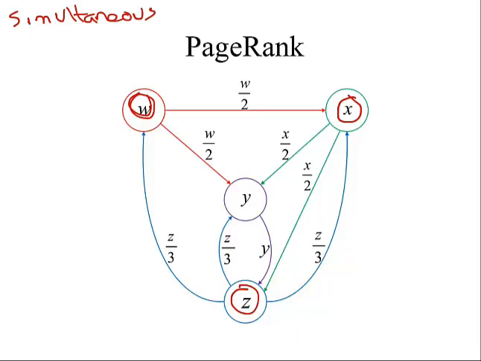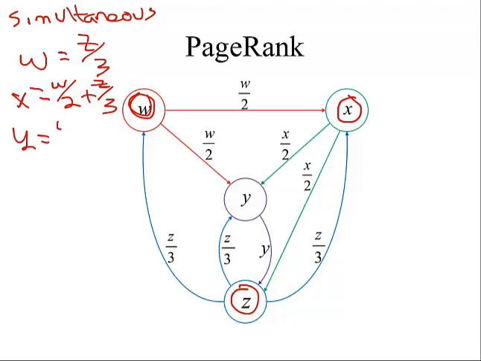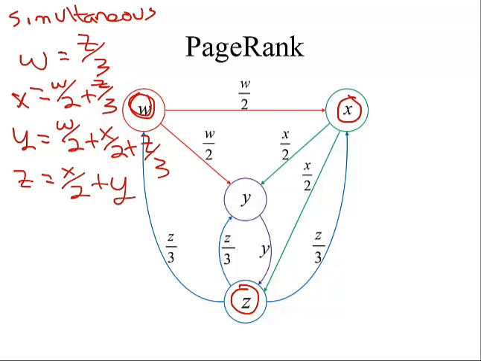So if we just write out our equations again that we had last time, we had said that W is equal to Z over 3. We said X is equal to W over 2 plus Z over 3. We said that Y is equal to W over 2 plus X over 2 plus Z over 3. And we said that Z is equal to X over 2 plus Y. So we have 4 equations, 1, 2, 3, 4, and we have 4 unknowns, which is exactly what we need in order to be able to solve this equation.